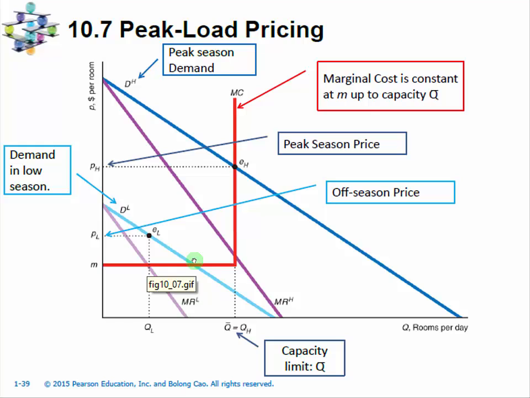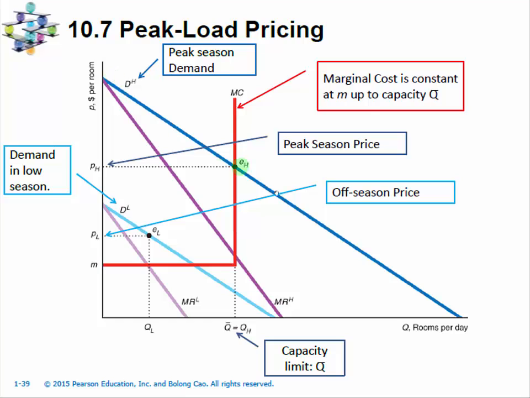The idea of peak load pricing is not as interesting as bundling or two-part pricing. It is simply the firm's response to different levels of demand. So in the non-peak season, the demand is low, and the firm just prices it according to the marginal cost equal to marginal revenue rule, setting a low price in the off-peak season.